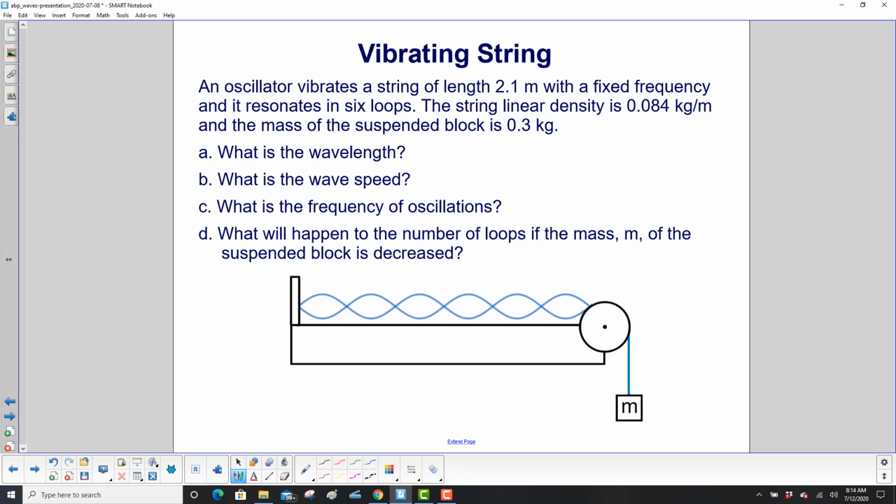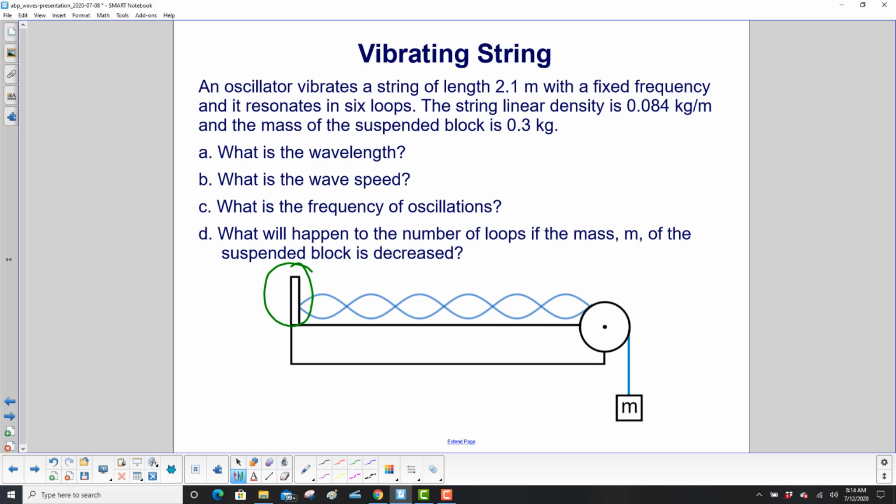An oscillator vibrates a string of length 2.1 meters with a fixed frequency, and it resonates in 6 loops. Here's the oscillator over here. The string linear density is 0.084 kilograms per meter, and the mass of the suspended block is 0.3 kilograms.